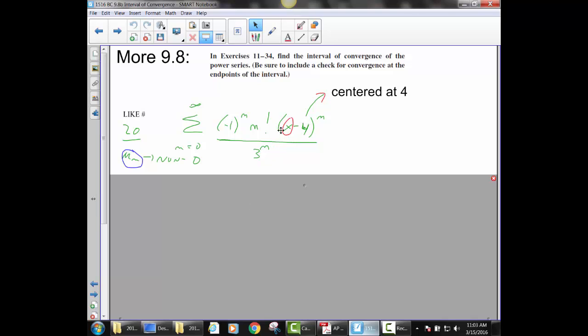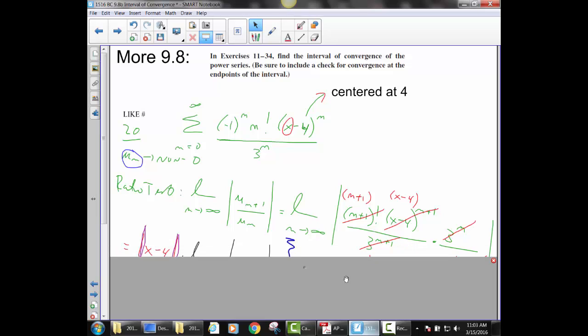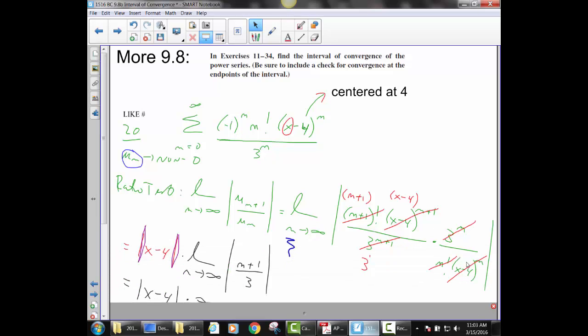You can see right now it's a power series because of the x. You can see because of the x minus 4, it's centered at 4. Okay, so we're going to do the ratio test. All our terms are non-zero. The absolute value is going to make the negative 1 to the n disappear. You're going to have n plus 1 factorial, x minus 4 to the n plus 1 over 3 to the n plus 1. And then you're dividing by this, which means you're just going to multiply by the reciprocal.